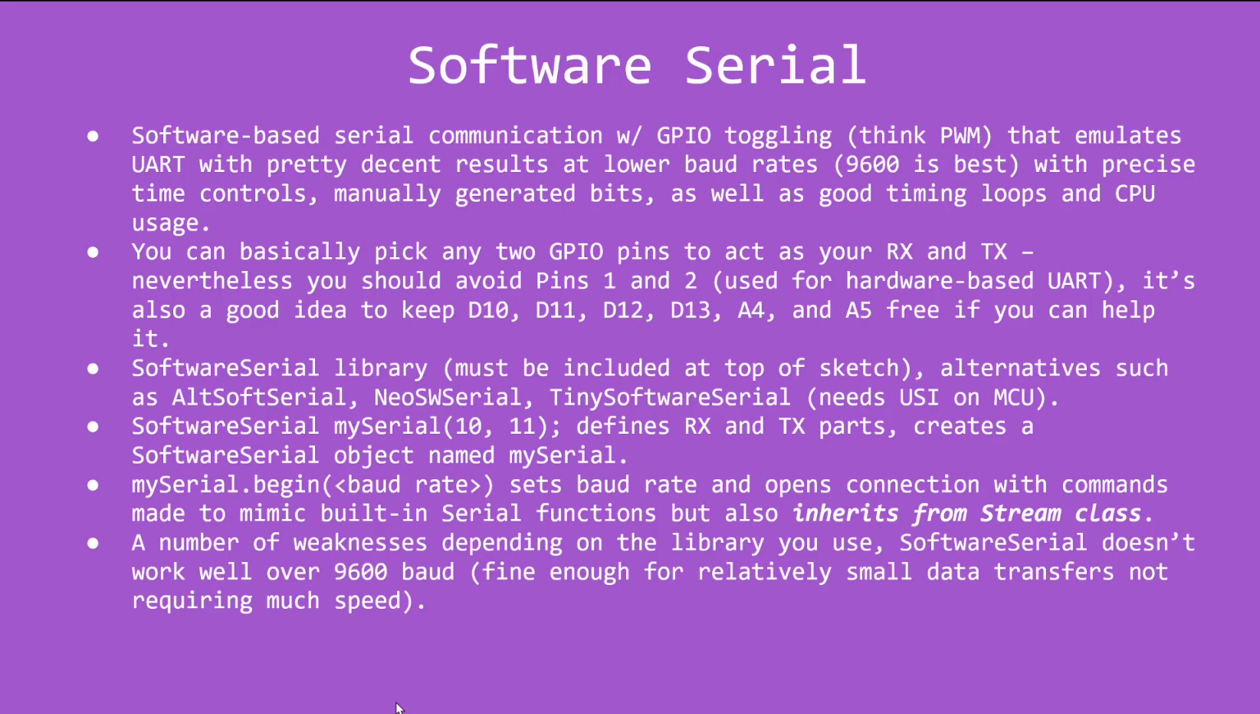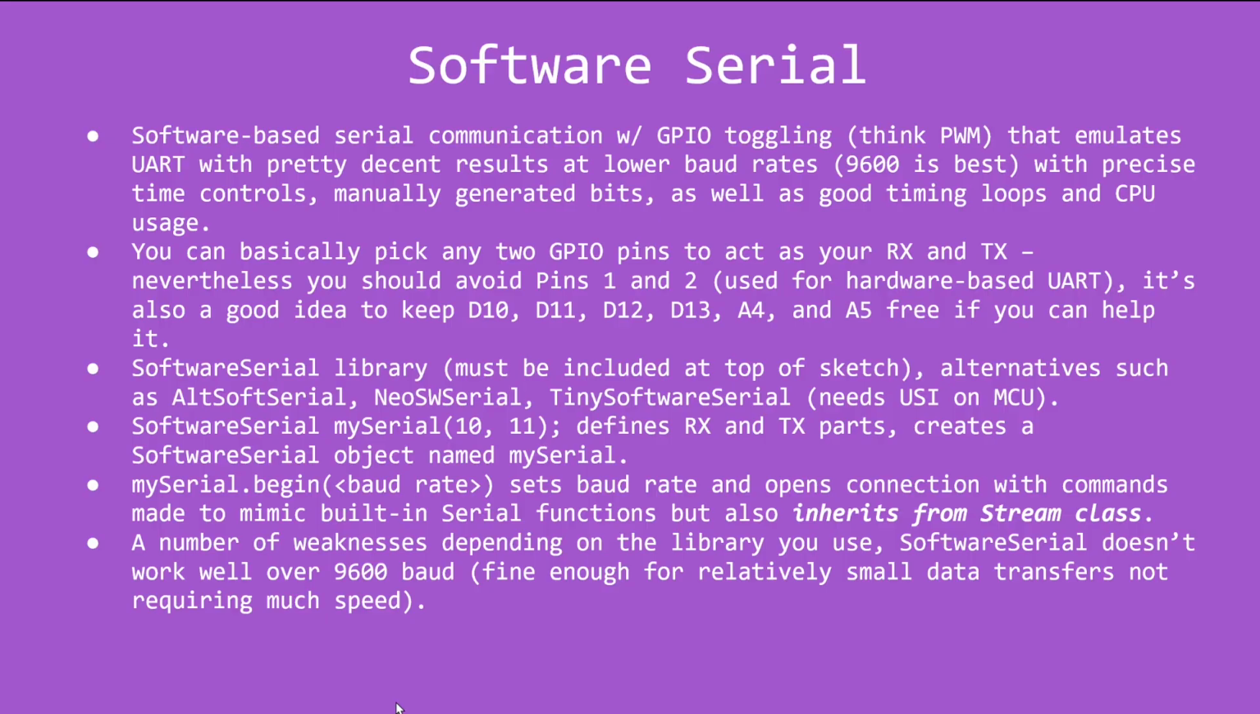We've also got something known as software-based serial communication, and it basically toggles GPIO pins, kind of like pulse width modulation. You can use it to emulate UART with some pretty decent results. It probably can't really go reliably higher than 9600, but it still has some pretty precise time controls. It'll generate the bits manually, with good timing loops and good CPU usage. It's a great way to actually learn how UART works using serial.